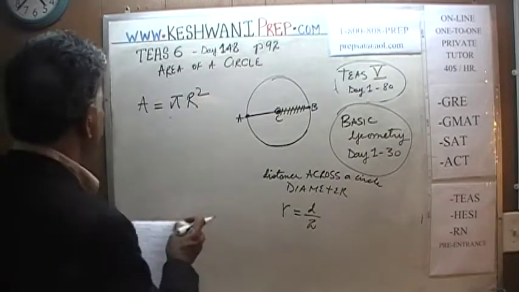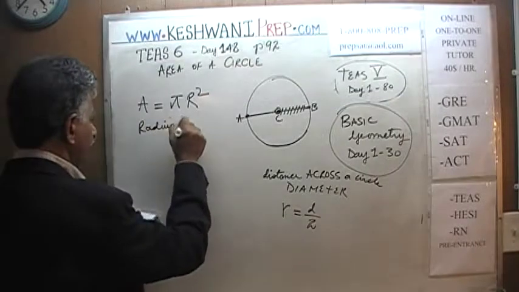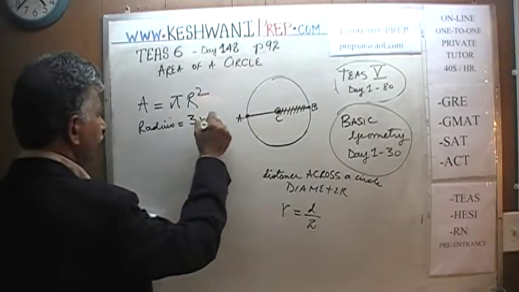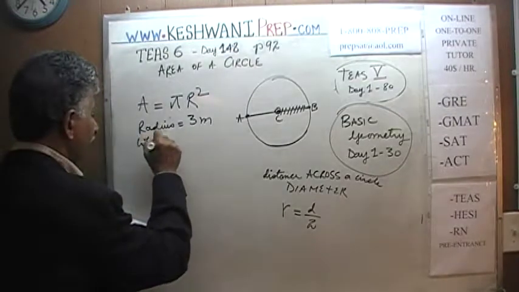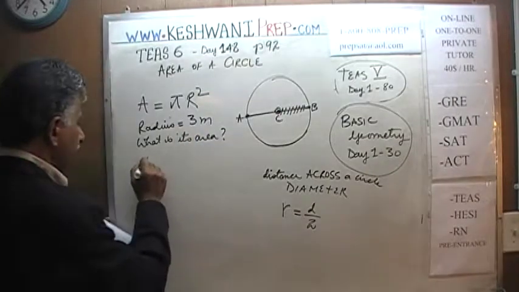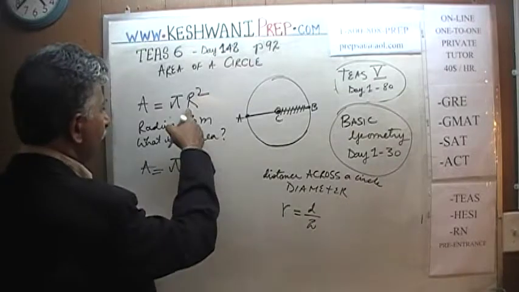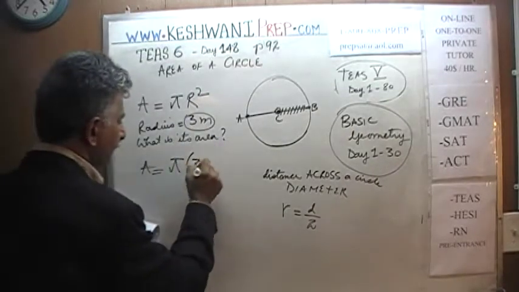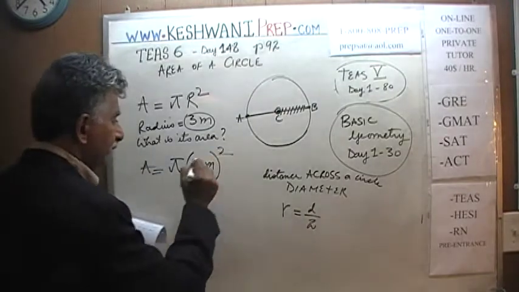For example, we are told that the radius of a circle is 3 meters. And the question is, what is its area? Let's find out, shall we? So area is going to be pi times r squared. R we know is 3 meters. Don't forget to put the unit in there. Don't just put 3. 3 meters squared.